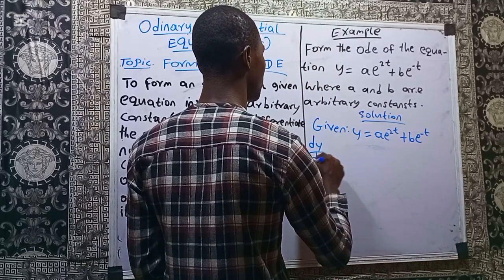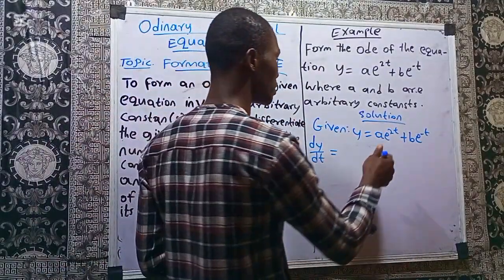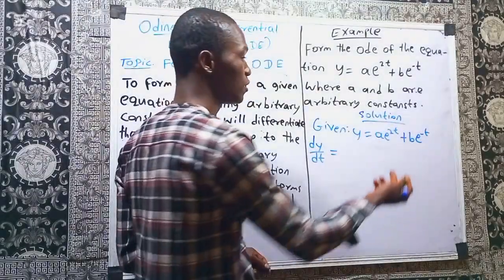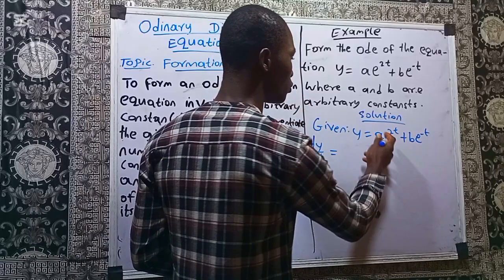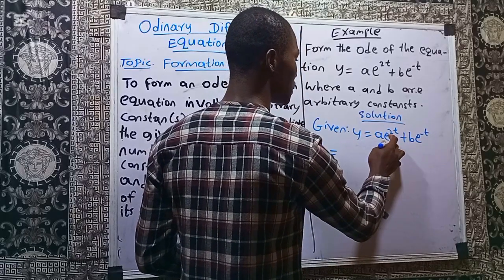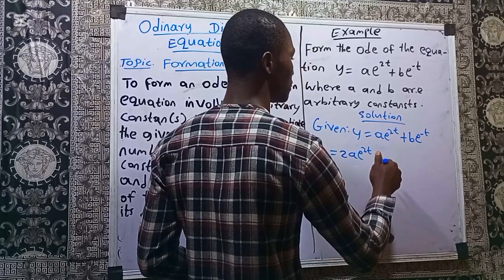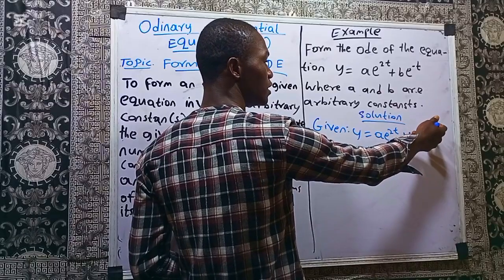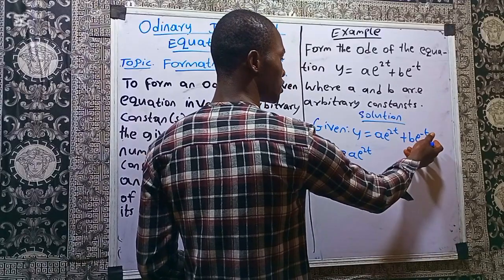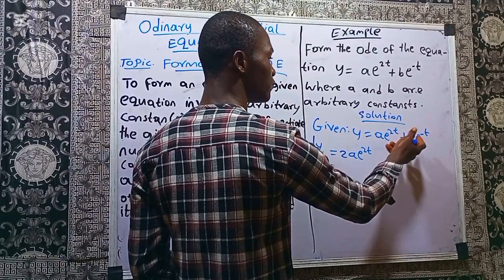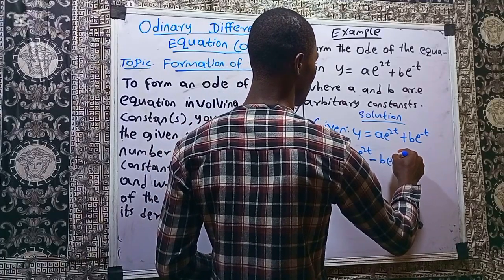Let's differentiate the first time. dy/dt will be equal to what? You know how to differentiate exponential, right? Differentiate what is on the exponential: differentiate 2t, you get 2. You use the result to multiply the exponential, so you have 2a exponential 2t. Then what is on the exponential is negative t. If you differentiate negative t, you get negative 1. Use the negative 1 to multiply the exponential. Because we have positive b here, negative times positive gives negative. You have negative b exponential negative t.